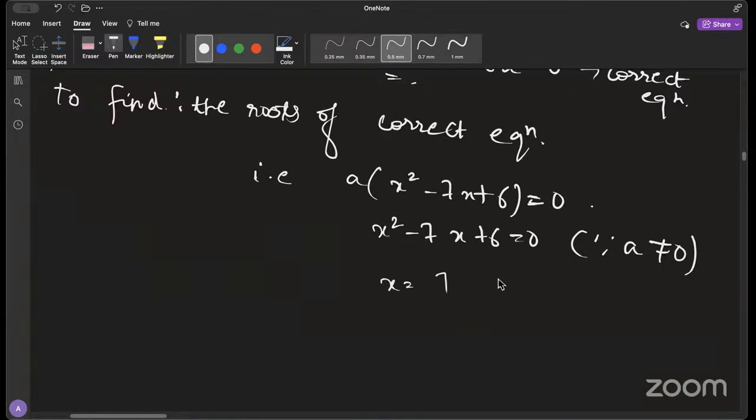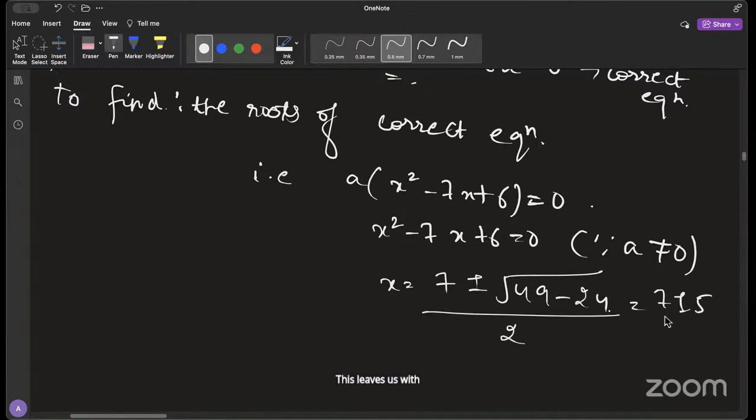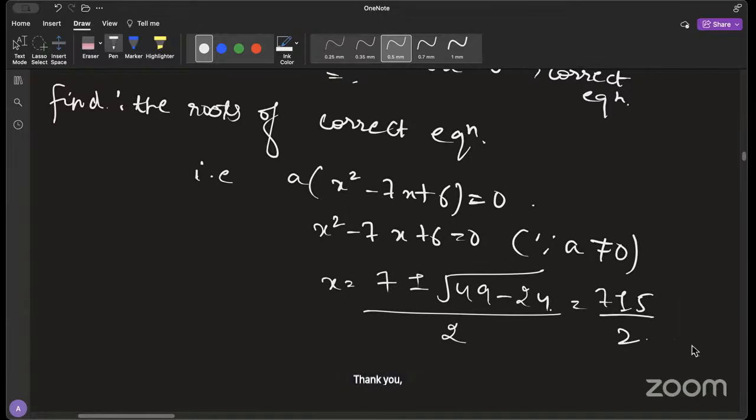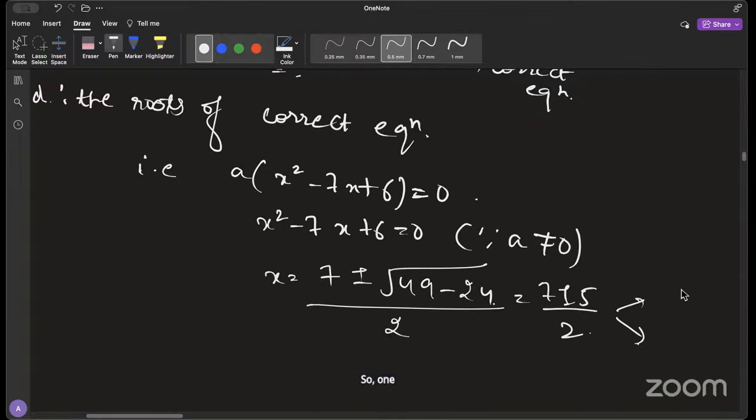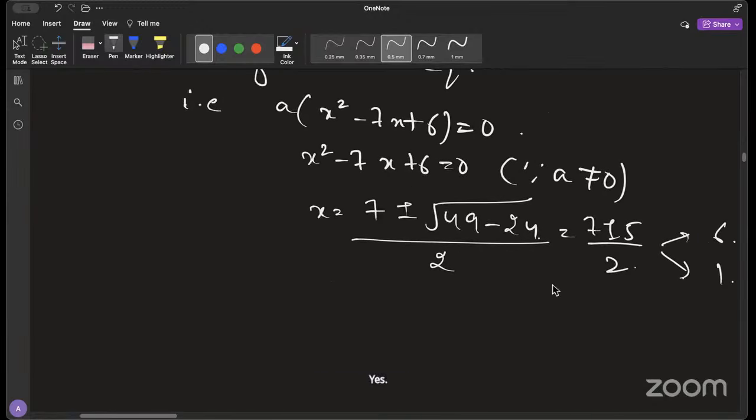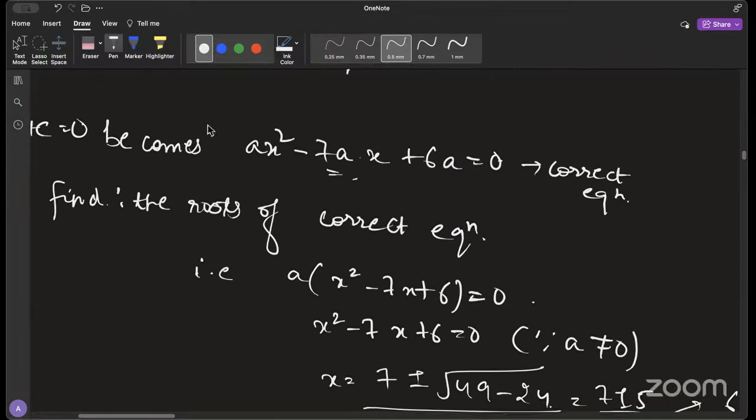We split the middle term as minus 6x minus x, since the factors of 6 are 6 and 1, and they add up to 7. So this is going to give us two roots. One is 6 and the other one is 1. Yes. So the correct option should be the one with roots 6 and 1.